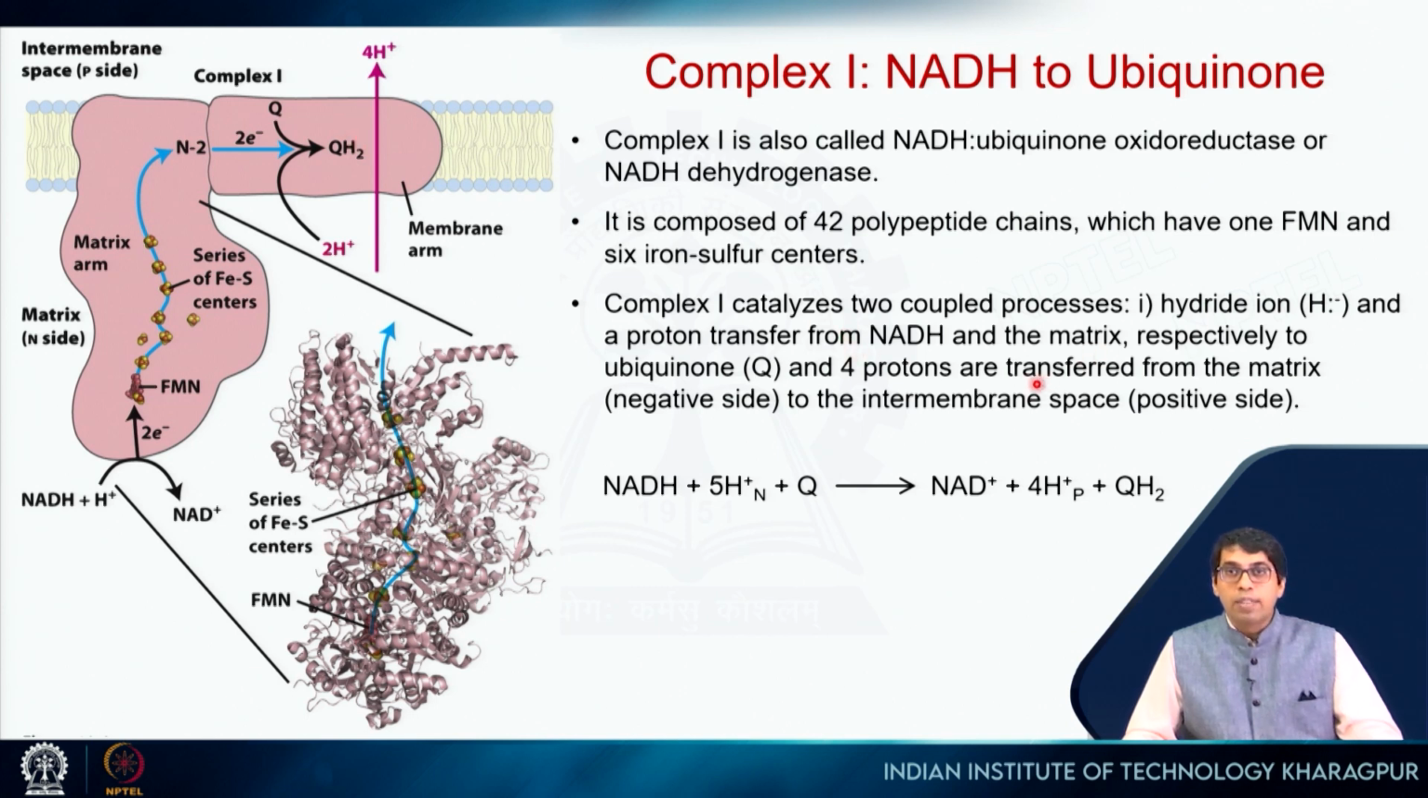The second step is that 4 protons are transferred from the matrix to the intermembrane space, which is shown by this red arrow. So, 4 protons are taken up from the N side and transferred to the P side. These 2 reactions are coupled by complex 1, and we can write the net reaction like this: NADH plus 5 protons plus ubiquinone results in the formation of NAD plus. 4 of these protons are transferred from the N side to the P side, and 2 protons, 1 from here and 1 from here, are taken up by ubiquinone to form QH2, or ubiquinol.